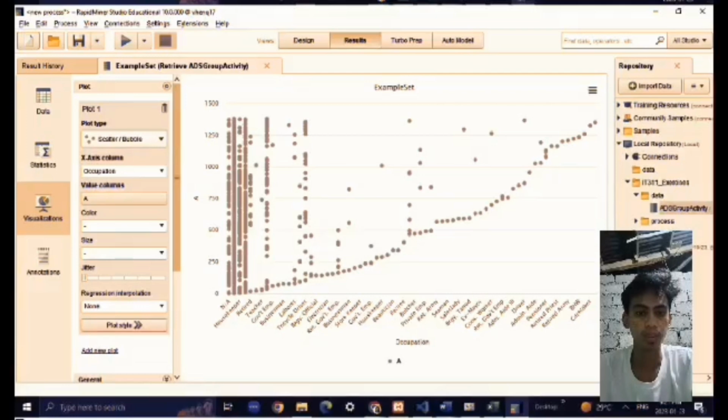Analyzing the occupation, we use again the scatter bubbles as a plot type. Most of the occupations of the people dying from different diseases are housekeeper, retired, and teacher.